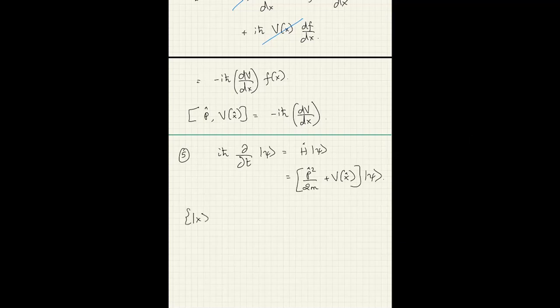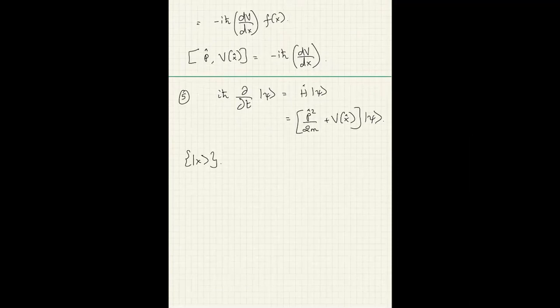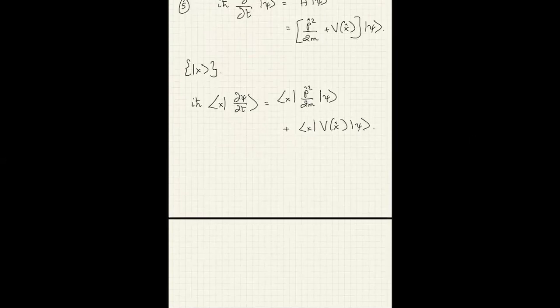So let us look at the x representation first. When I want to work it out in the x representation, I simply have to take the inner product of this with x. So the left-hand side is <x|dpsi/dt>, and the right-hand side is <x|p square over 2m|psi> plus <x|v of x|psi>. The left-hand side is easy to understand. It is simply the function dpsi/dt. So iħ d/dt, the wave function psi of x comma t.